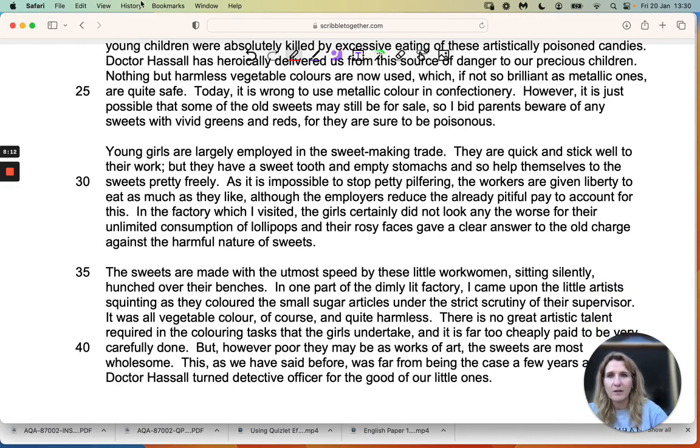So there's our first point. Oftentimes, it's young girls at the factories.